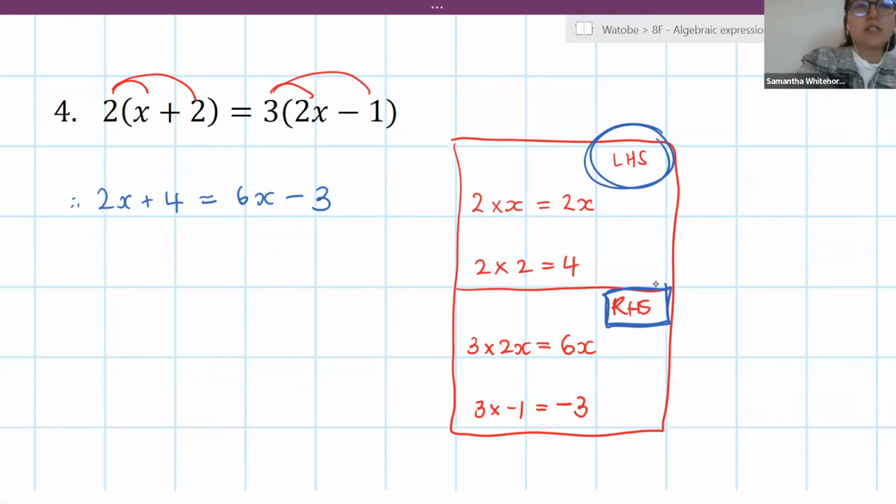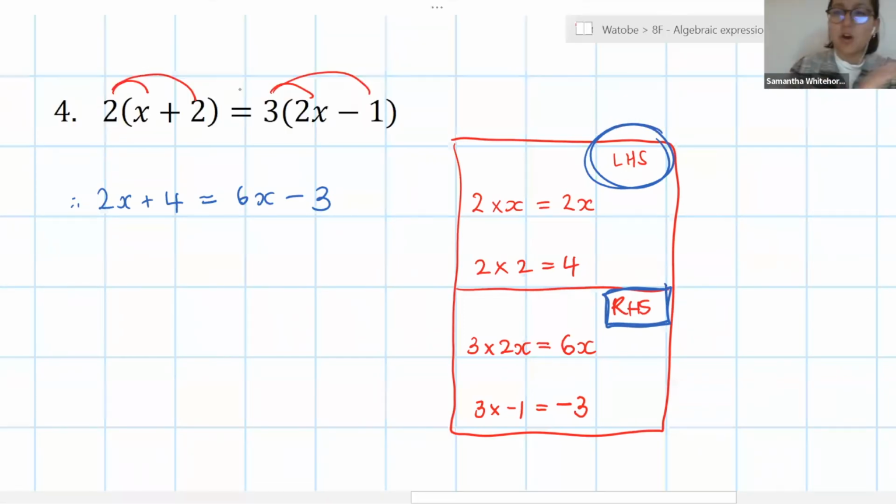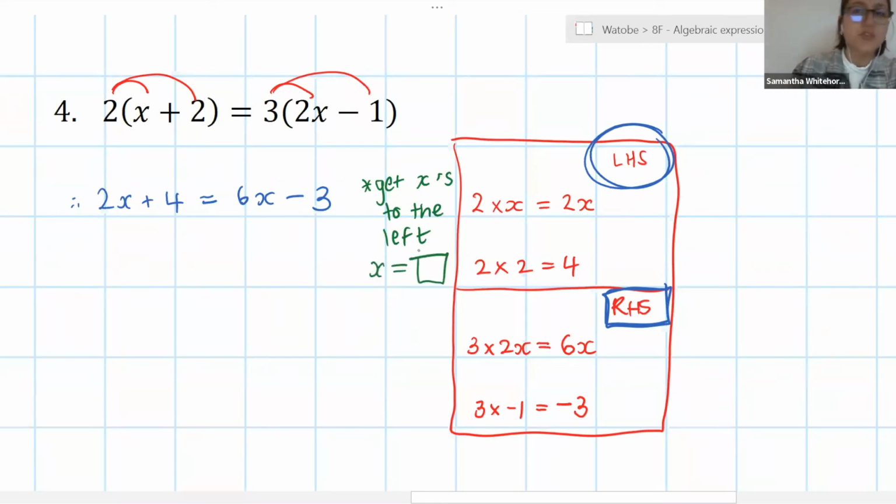Right, now when I've got a situation when I've got x's on both sides and numbers on both sides, what I want to do is get the x's to the left-hand side. The reason I'm saying left is because our answer is generally always written as x equals something. So our answer generally always has x on the left anyway. So if we put it there to start with, we shouldn't have any problems. Now, the second I start moving terms over my equal sign, that's when my inverse operations are very important.